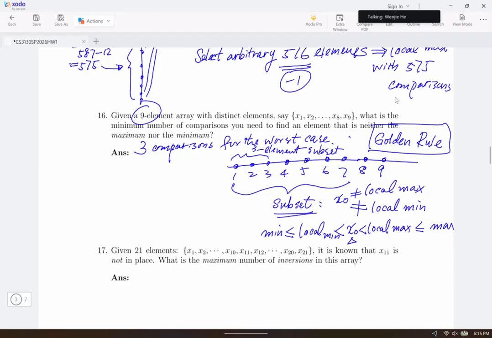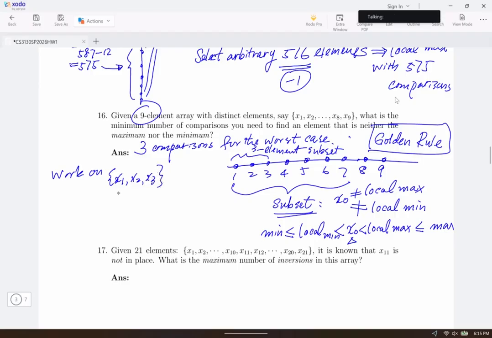How about that? So the easiest case we want to work on, we select a 3-element subset to work on. So let's select x1, x2, x3. Okay? So we work on the smallest subset, x1, x2, x3.